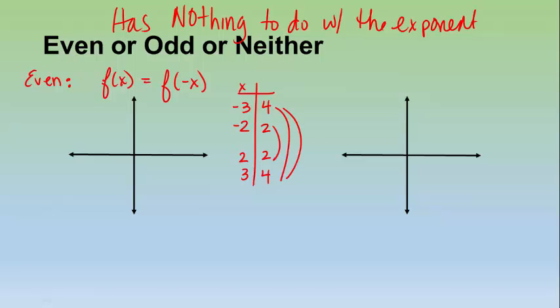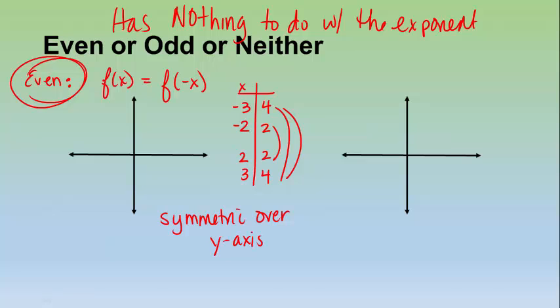Okay, so we can see that if x is -3 or +3, the outcome is the same. This is an even function, and that means that it is symmetric over the y-axis. Okay, it is symmetric over the y-axis.